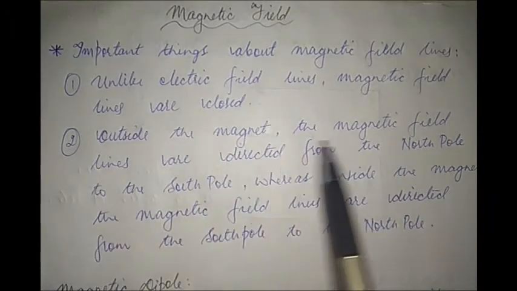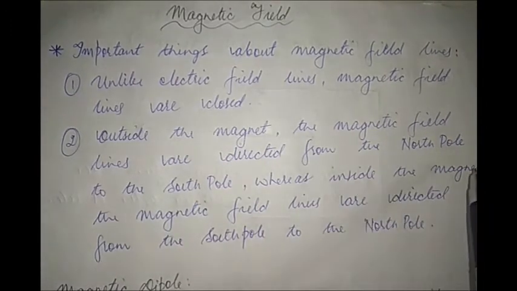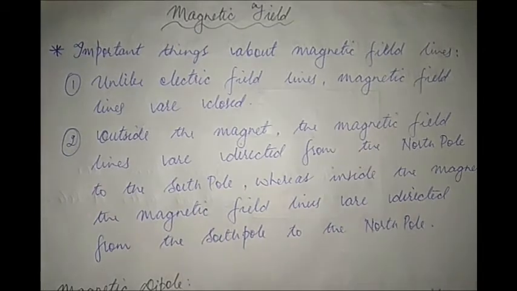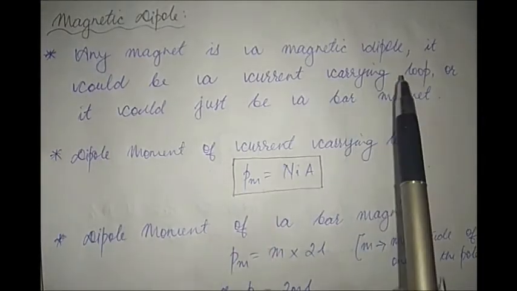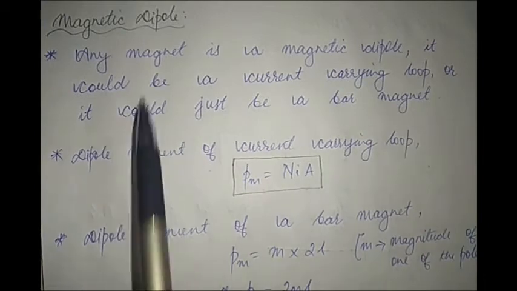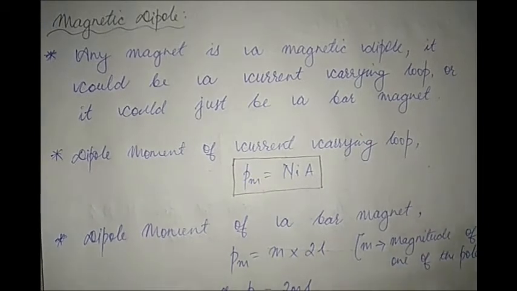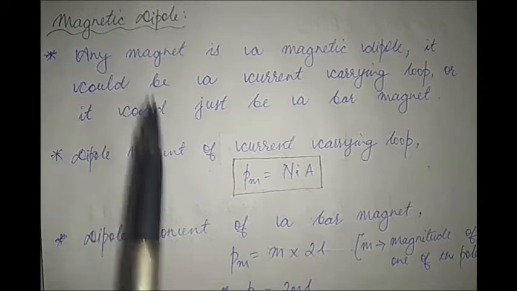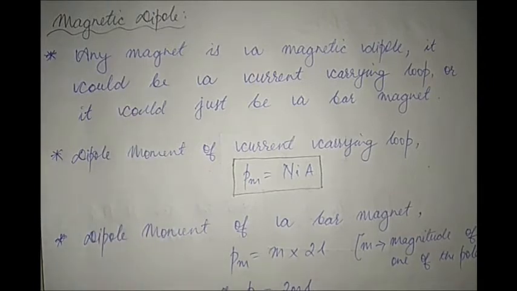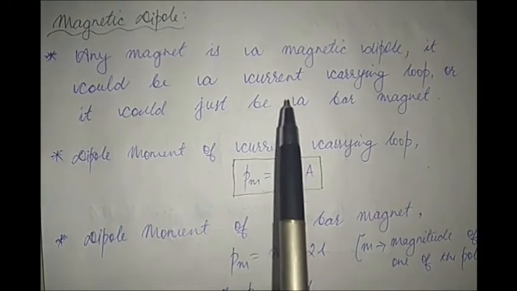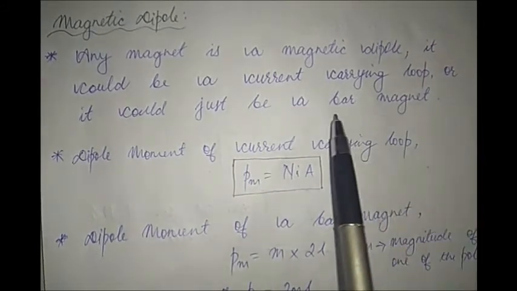Outside the magnet, the field lines are directed from the North Pole to the South Pole, whereas inside the magnet, field lines are directed from the South Pole to the North Pole, like in a magnetic dipole. Remember, any magnet is a magnetic dipole because any magnet will have two poles. Like I've already mentioned in one of the videos, we cannot have a magnetic monopole because in nature a magnetic monopole does not exist.